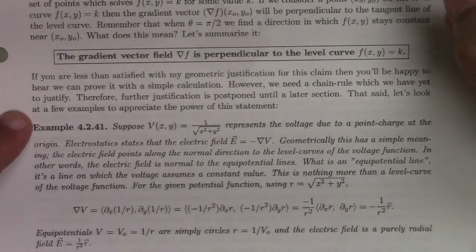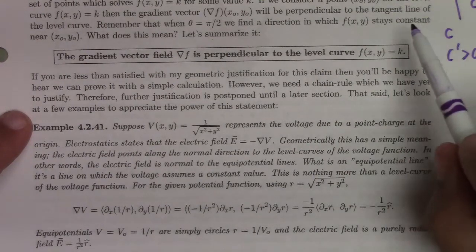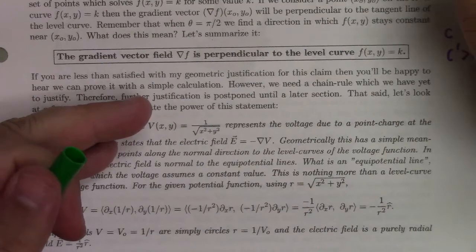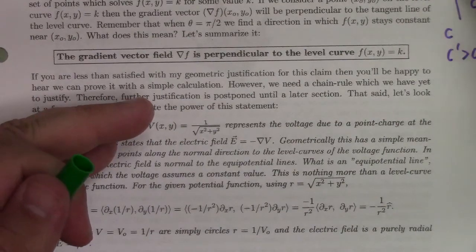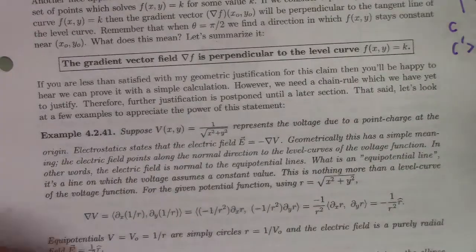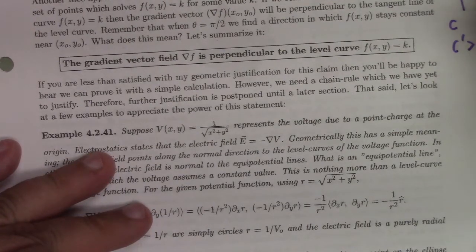And then over here, there's a higher level. So maybe this is c, maybe this is c prime, and suppose c prime is greater than c. So the function's leveling up in that direction. Then the tangent vector to that curve is going to be perpendicular to the gradient vector. The gradient vector is going to point out like that. That's going to be nabla f of x naught, y naught.